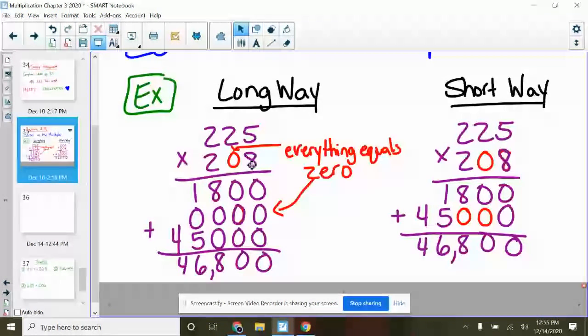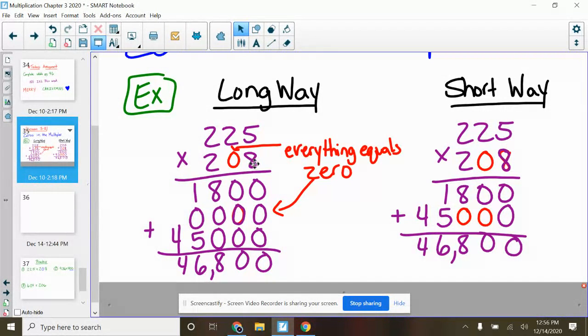I started with my 8 and I did 8 times 5, which my brain told me was 40. So I dropped my 0 and I carried my 4. Now you can't see my 4 because I've already worked through this problem, but imagine that a 4 is hanging right up here on top of that 2. The next thing I did was 8 times 2, which is 16, but then I added those extra 4, which made my total 20. So I dropped my 0, and then again I carried my 2, which unfortunately you can't see in this video. But imagine that there's a 2 up there.